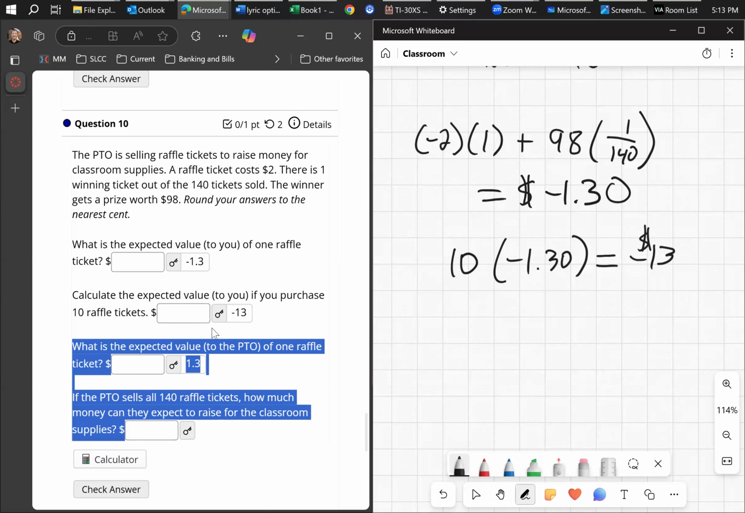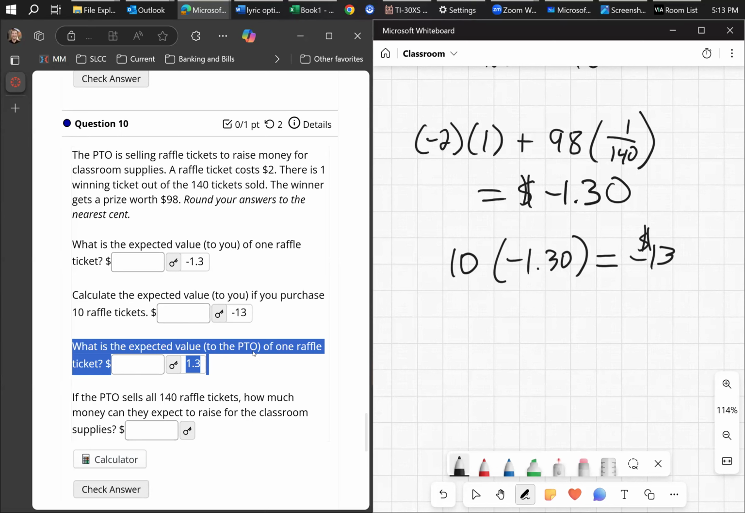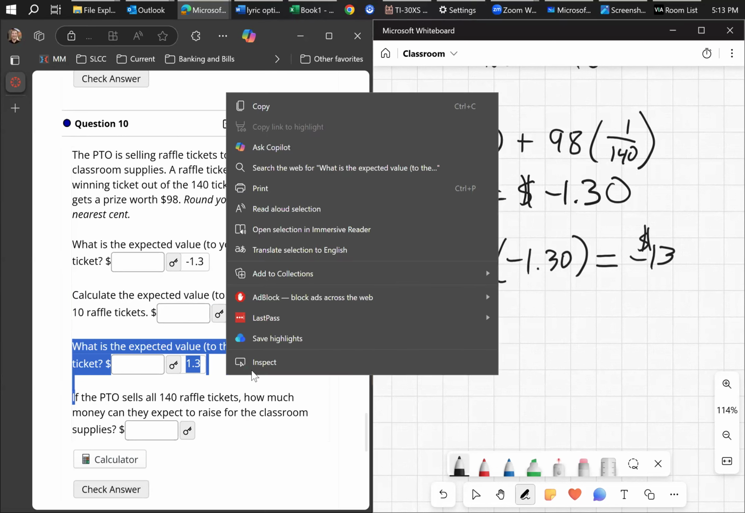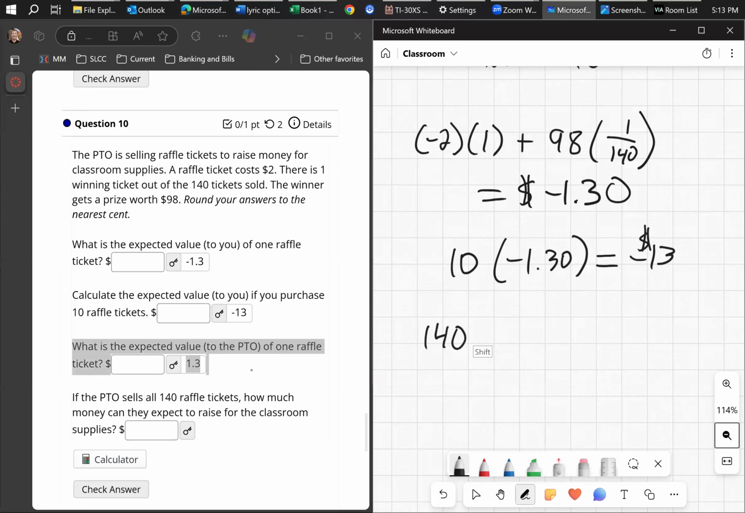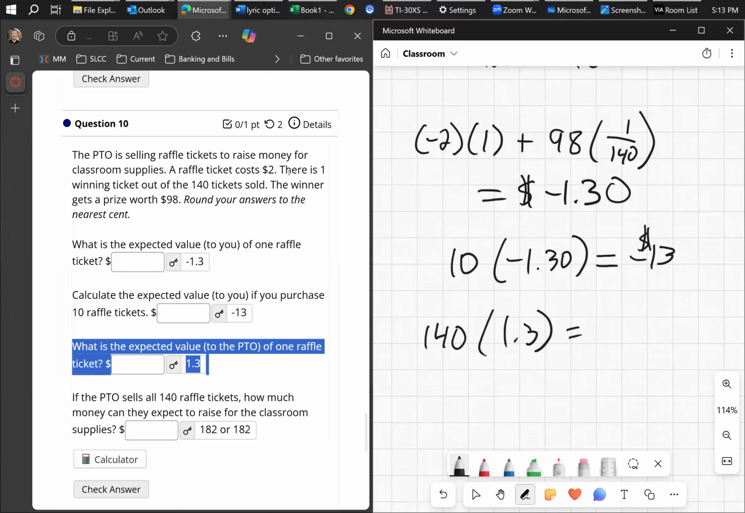And now if they sell 140 tickets and they expect to make $1.30, we multiply that together and you'll see it's 182.